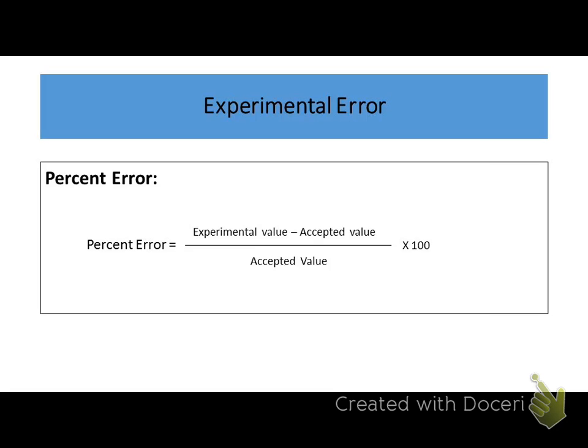Simply this. You take your experimental value. That's the value that you actually determined during your lab. And you subtract that value from the accepted or true value. And then you divide that by the true value or accepted value and multiply it by 100 to give you a percentage. The percent error, whatever that percentage is, tells you how far away you are from the true value. The higher the percentage, the further you are from the true value.